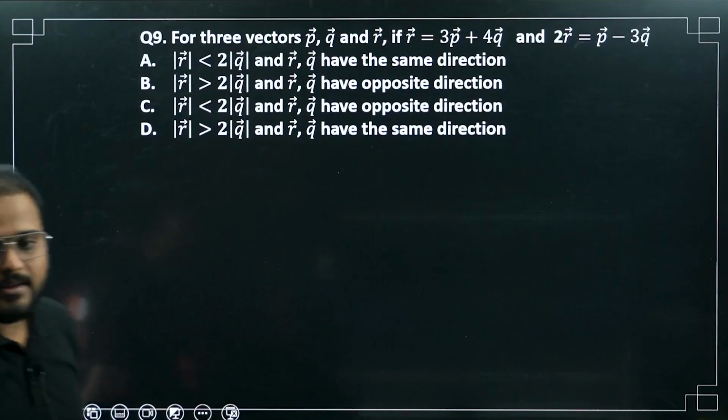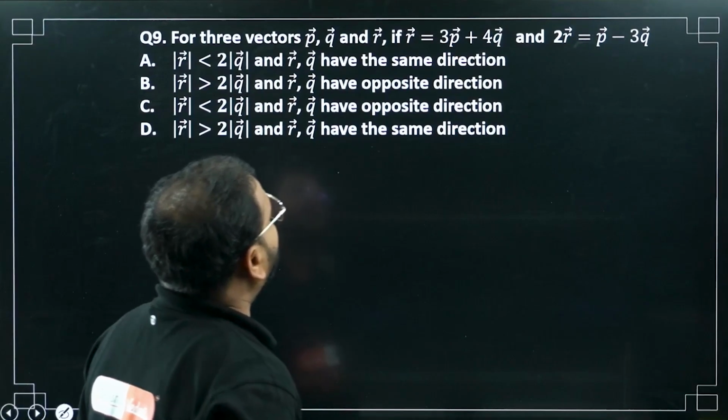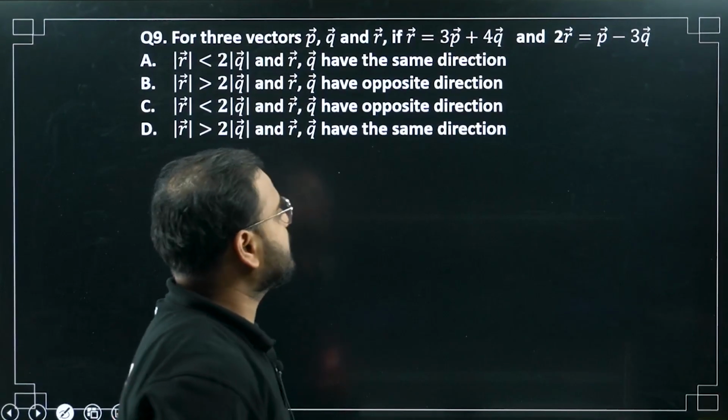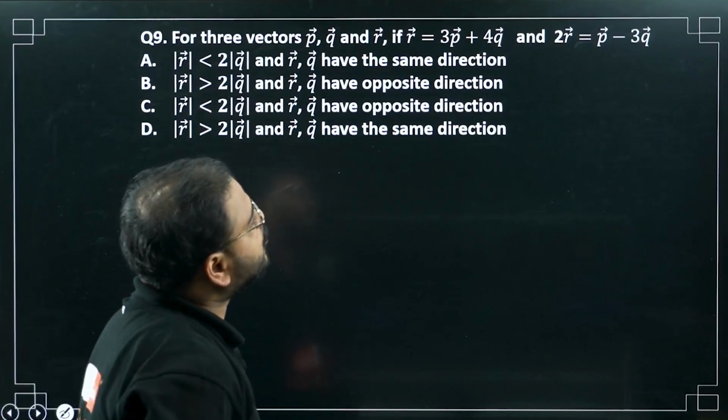Moving to question number 9. P, Q, R are 3 vectors. Given the condition: R equals 3P plus 4Q, 2R equals P minus 3Q.